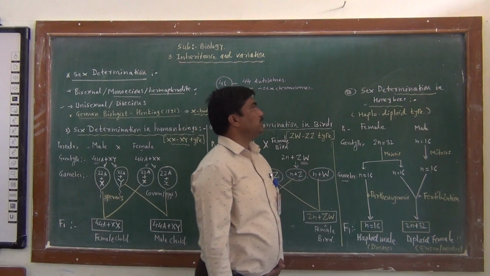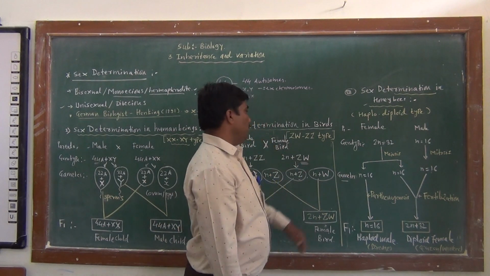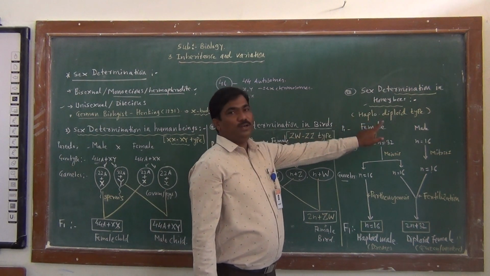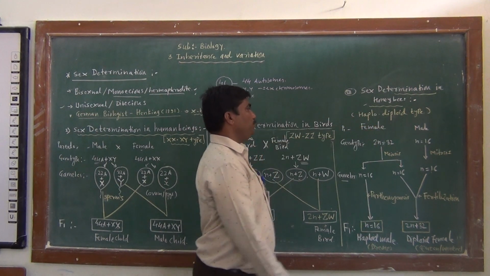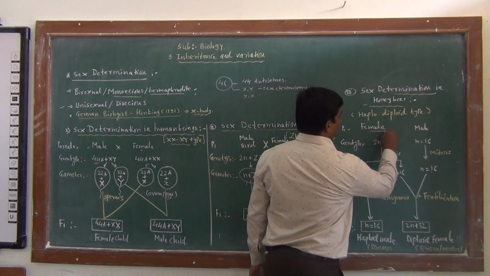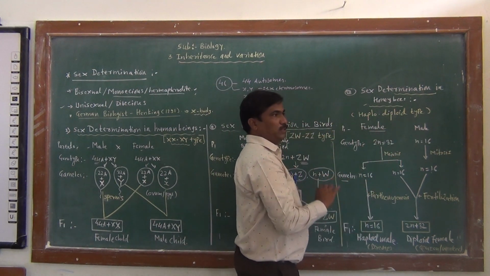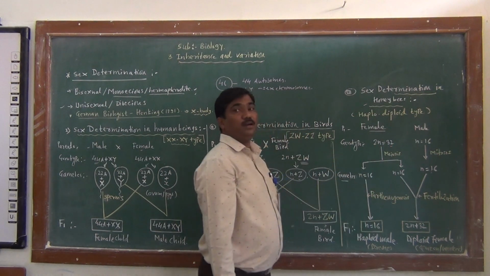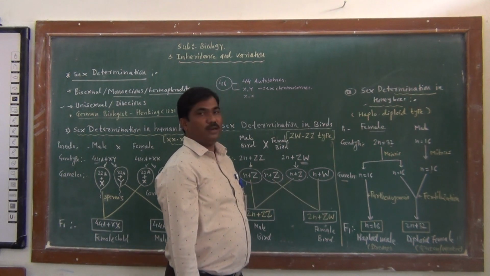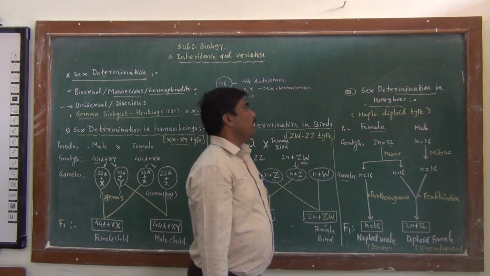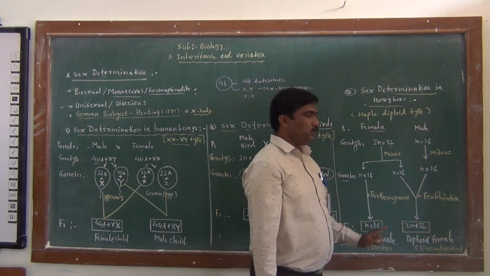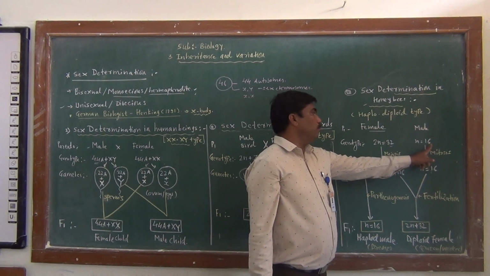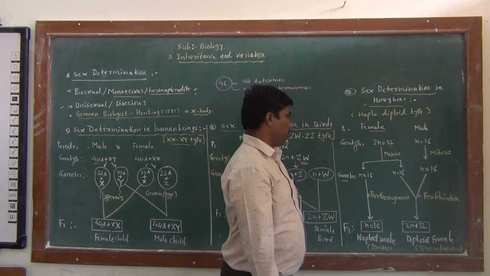So the next point is sex determination in a honeybee. In a honeybee, the sex determination type is haplodiploid. In the case of honeybee, females are diploid. Female somatic cells contain 32 chromosomes, and male individuals in honeybee are haploid. They contain n equal to 16.